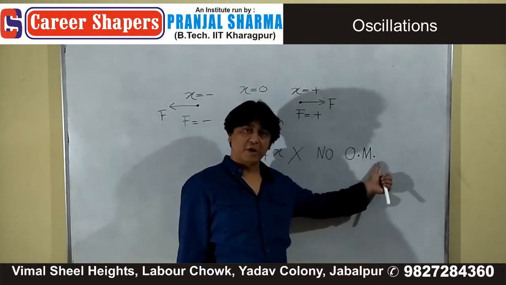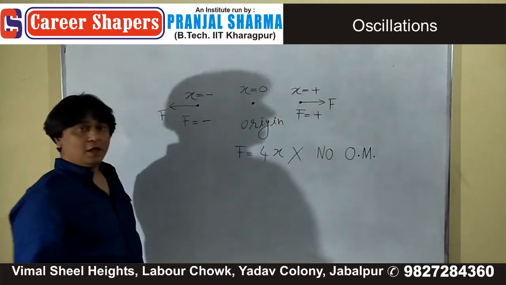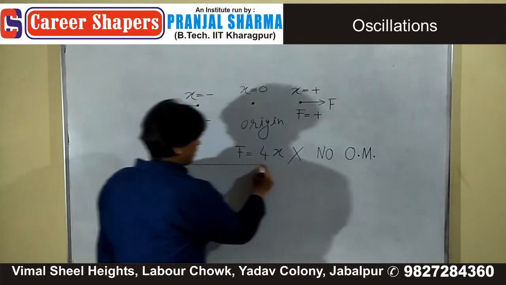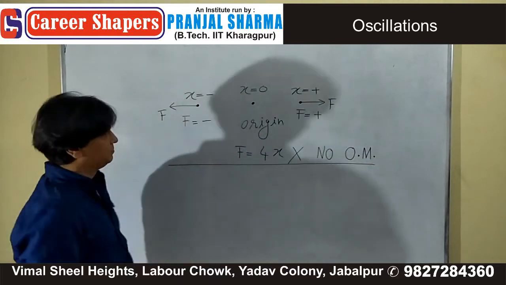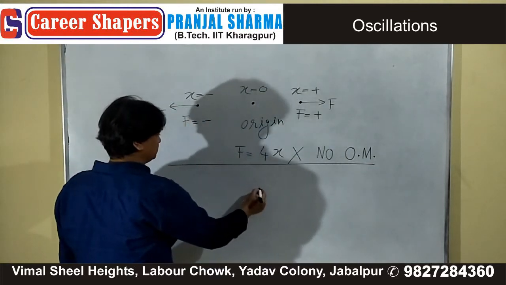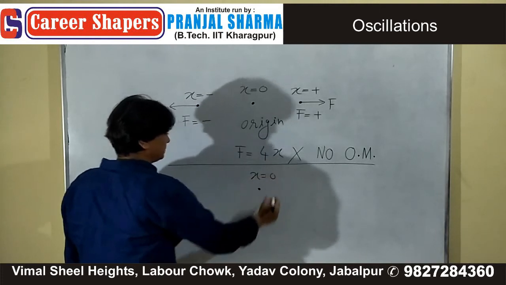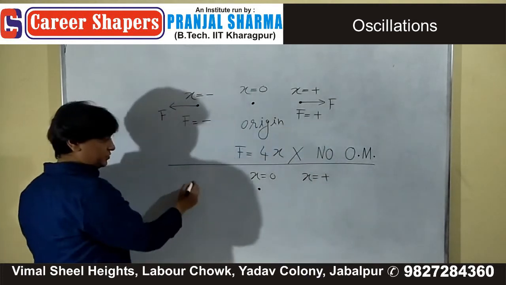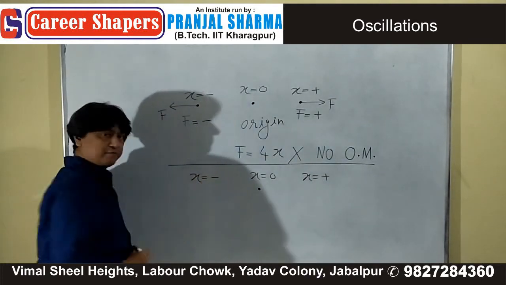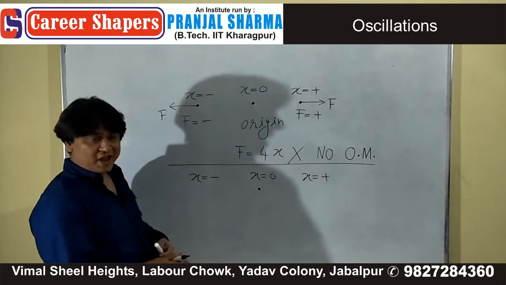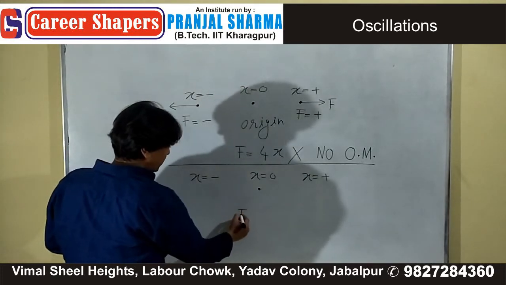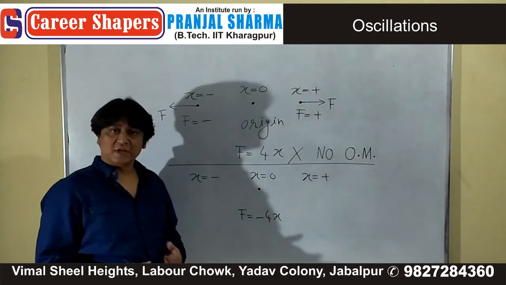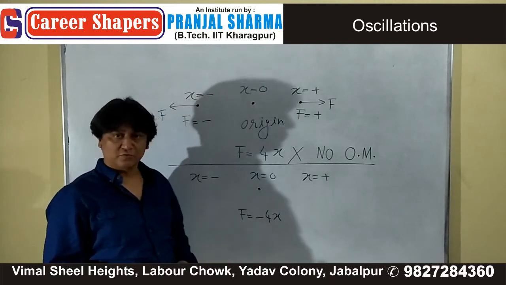No oscillatory motion. Now, let's take another example. In this next example, same point, x is 0, this side x is positive, this side x is negative. We have an object and force on the object is minus of 4x. Somebody gave us that force acting on the object is minus of 4x.